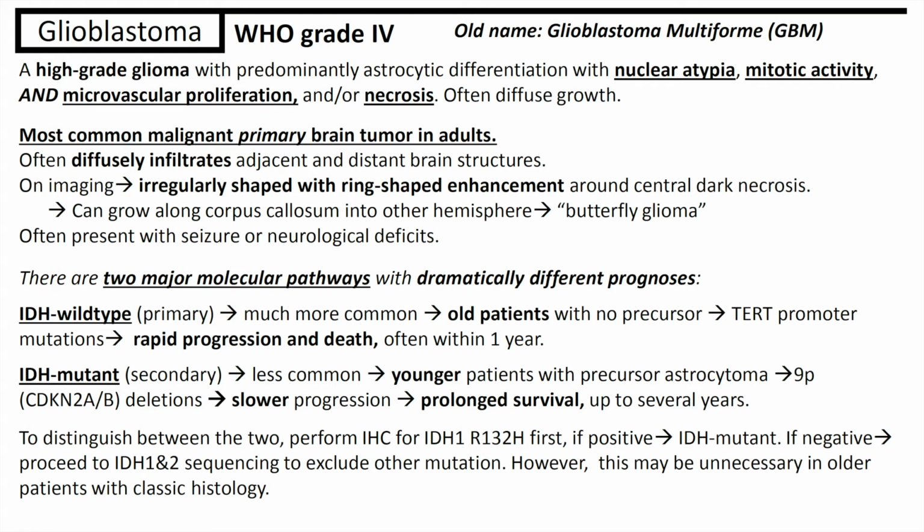To distinguish between the two, you can perform IHC for IDH1 R132H. But first, if it's positive, you have an IDH mutant, and if it's negative, you proceed to IDH1 and 2 sequencing to exclude other mutations. However, this may be unnecessary in older patients with classic histology.